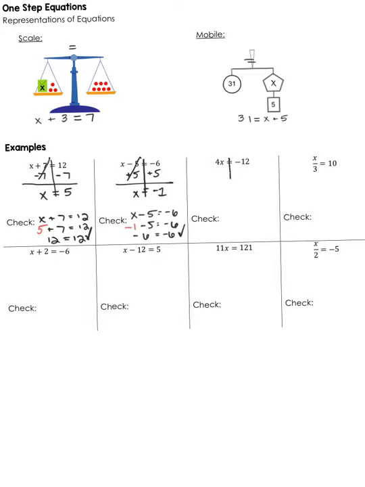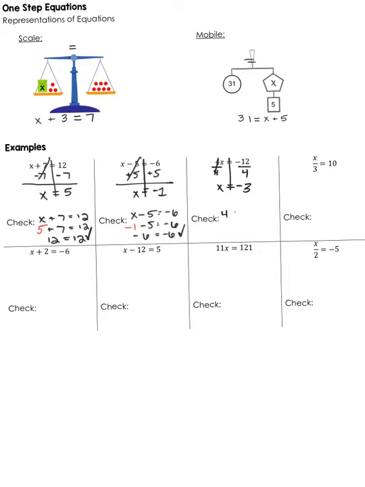Next one starts with drawing my line through my equal sign. If I ask myself what's happening to x, in this example, x is being multiplied by 4. The opposite of multiplying by 4 is dividing by 4. 4 divided by 4 is 1. So I end up with x equals negative 12 divided by 4 is negative 3.